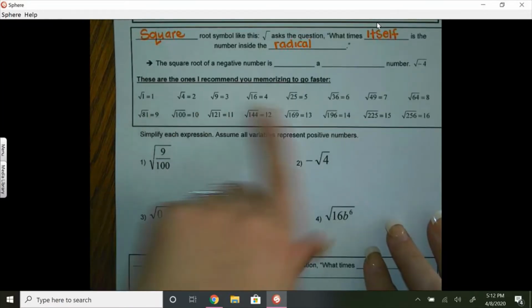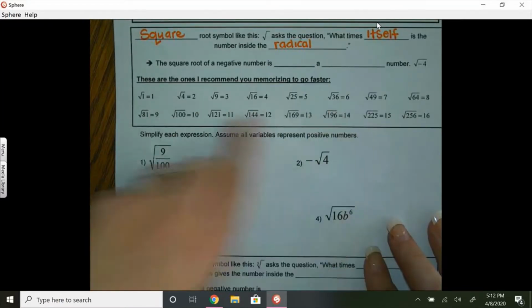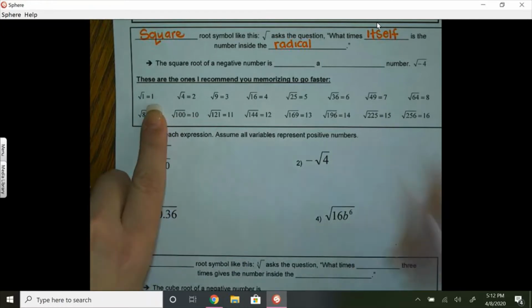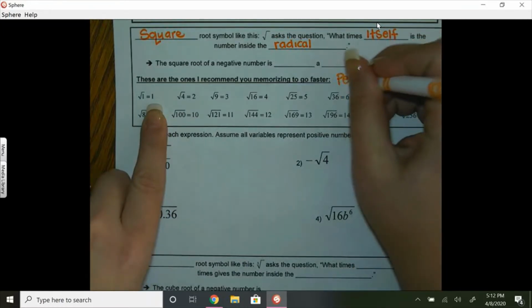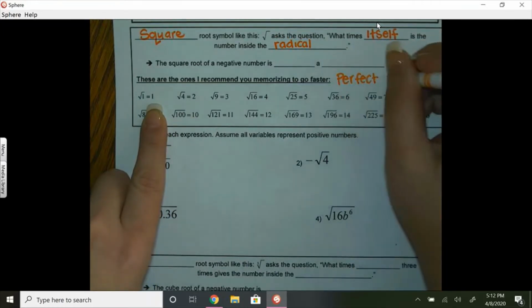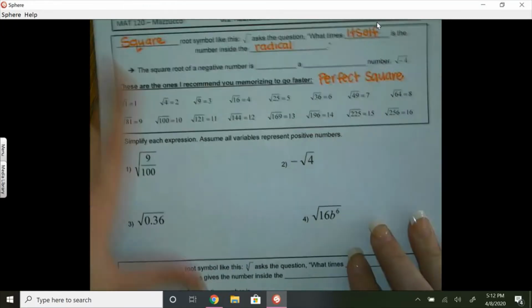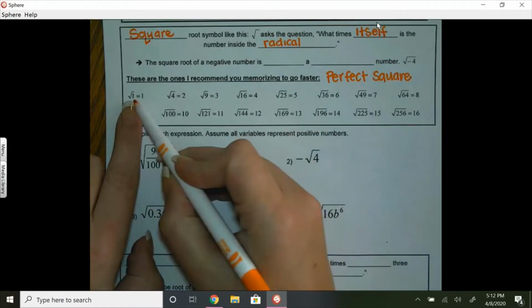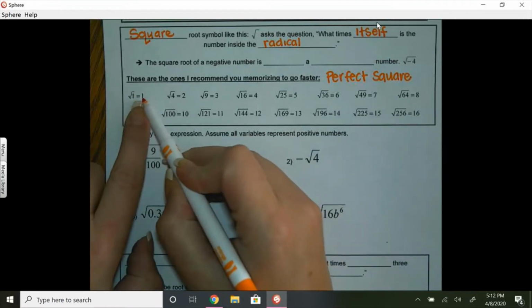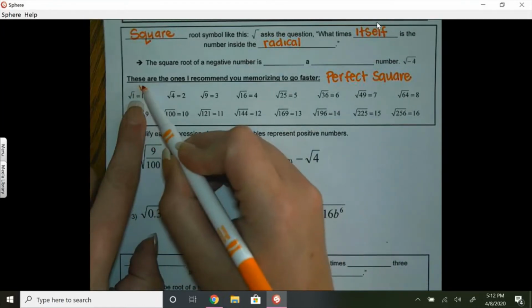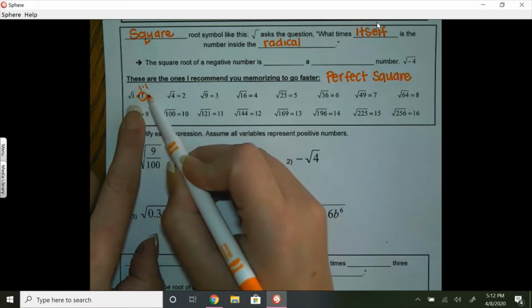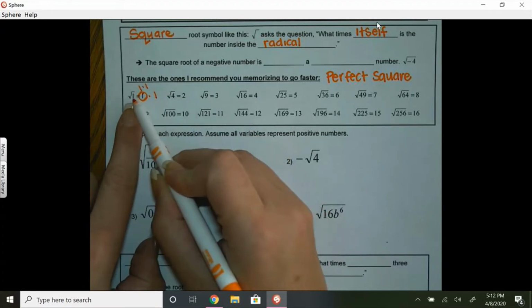So here's some radicals down here, some square roots, and these are called perfect squares because the number that is inside the radical has a perfect answer. It's not a decimal. So for example, the square root of 1. The answer is 1 because 1 times 1, this number times itself, gives you the number on the inside.